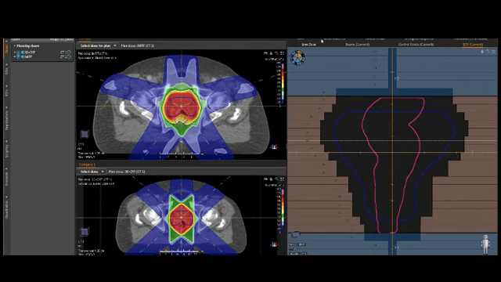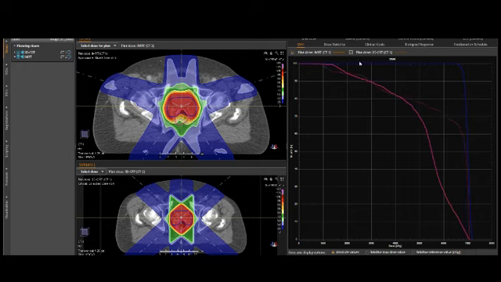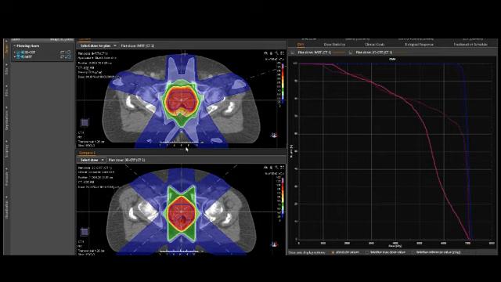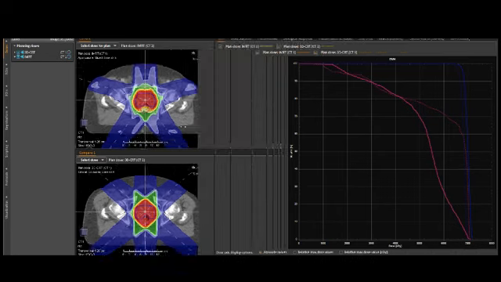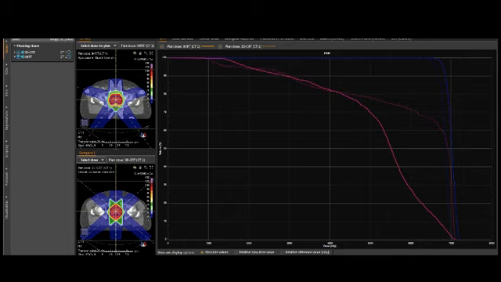So let me compare this then to the 3D conformal plan. We can have a look. So here's the two of them together. 3D is on the bottom, IMRT on the top. You can see the DVHs, and it's sort of what you would expect, I suppose. The rectal DVH is a lot worse in the 3D plan. I didn't spend that much time on it. But the PTV actually isn't that much different, is it?